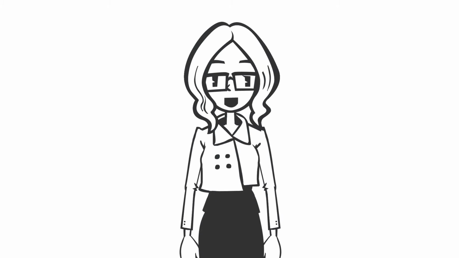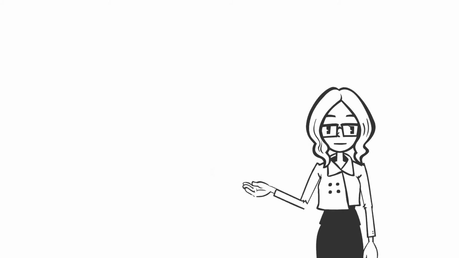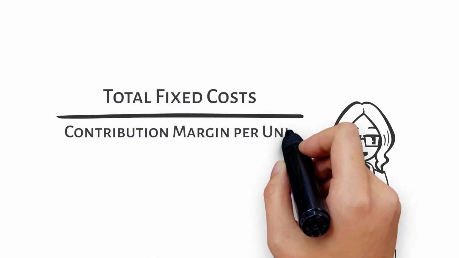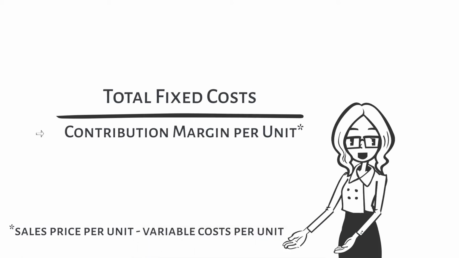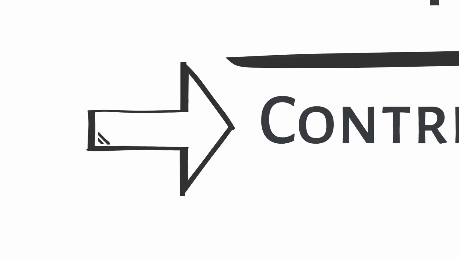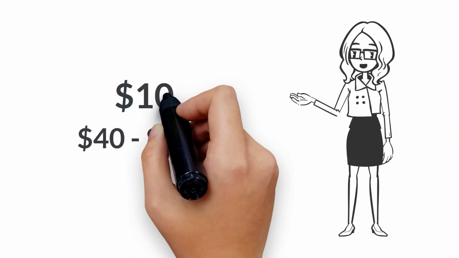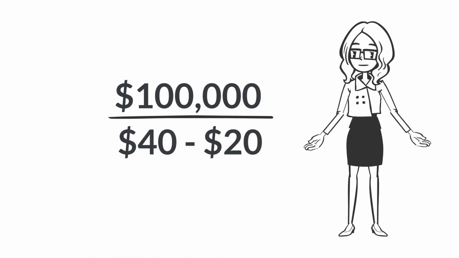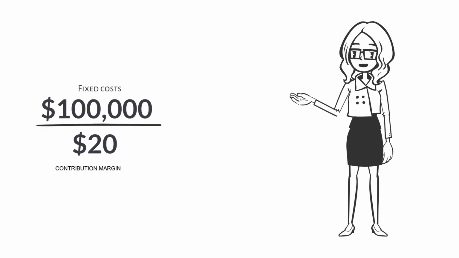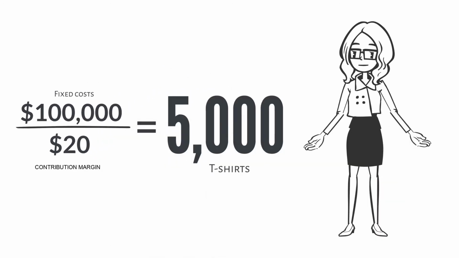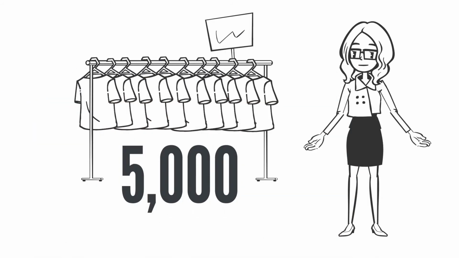Okay, so here's the formula you need to use to calculate break-even point to fill the bucket. Total fixed cost divided by the contribution margin per unit. In our example, we already know the denominator. It's $20 contribution margin per unit. So to put the formula together, we have the $100,000 in fixed cost divided by the $20 contribution margin, which equals 5,000 t-shirts.